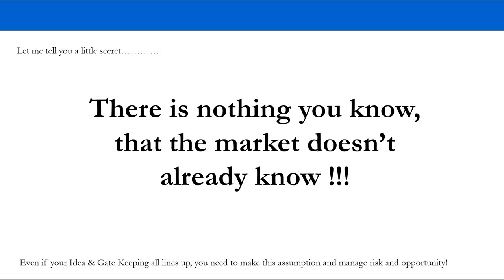And then admit that we can still get it wrong, because there's nothing you know that the market doesn't already know. If you make this assumption, then you're going to have discipline. If you're wrong, you're going to look to manage risk correctly. If you're right, you're going to look to manage risk in that scenario correctly as well. And this is what we're going to move on to now.